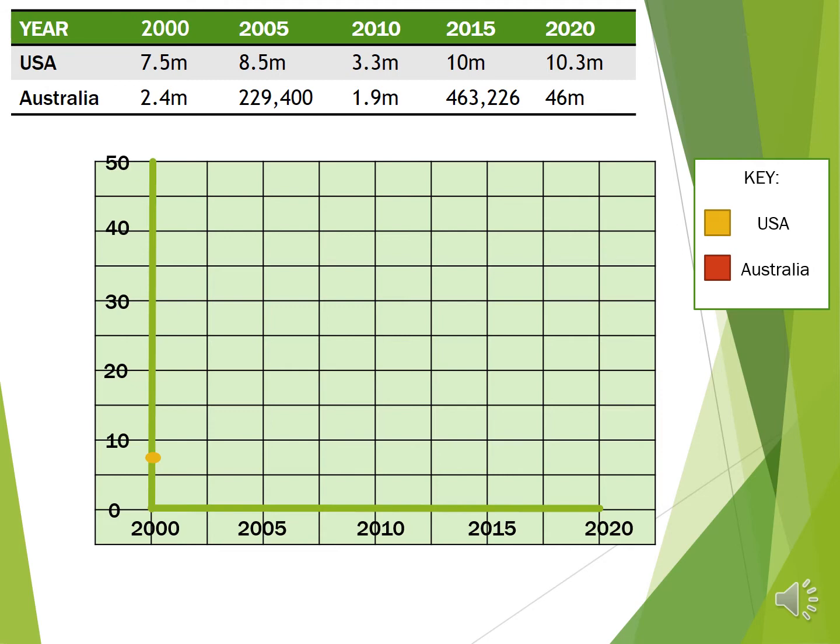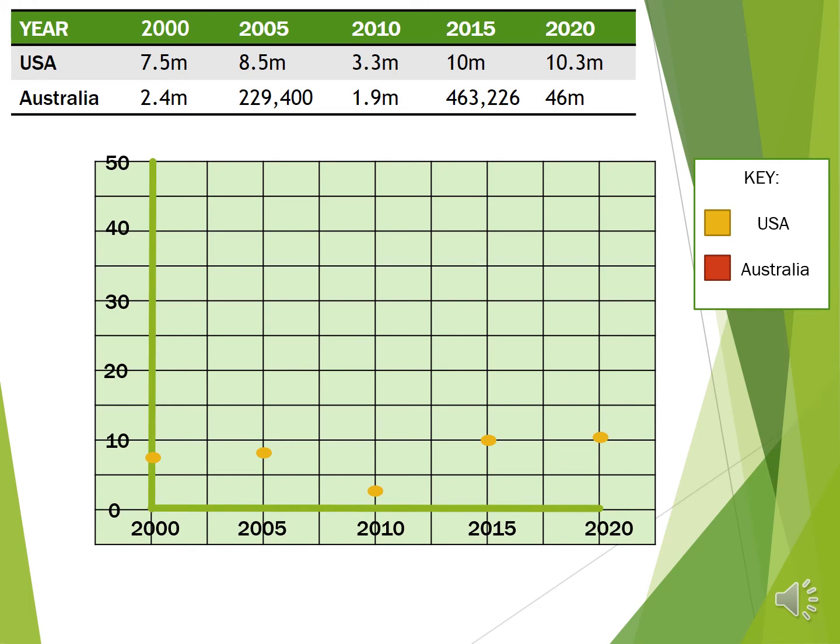I'm then going to go along to 2005 for the USA, which was 8.5 million. So that's going to be a dot slightly higher than my last one. For 2010, it shows me 3.3 million, so significantly lower than the last two. That's going to be further down there. For 2015, this is an easy one to plot. It says 10 million, so that's going to be exactly on the 10 million line there. And for 2020, it is 10.3 million, so that's going to be ever so slightly higher than the last dot that I have plotted.